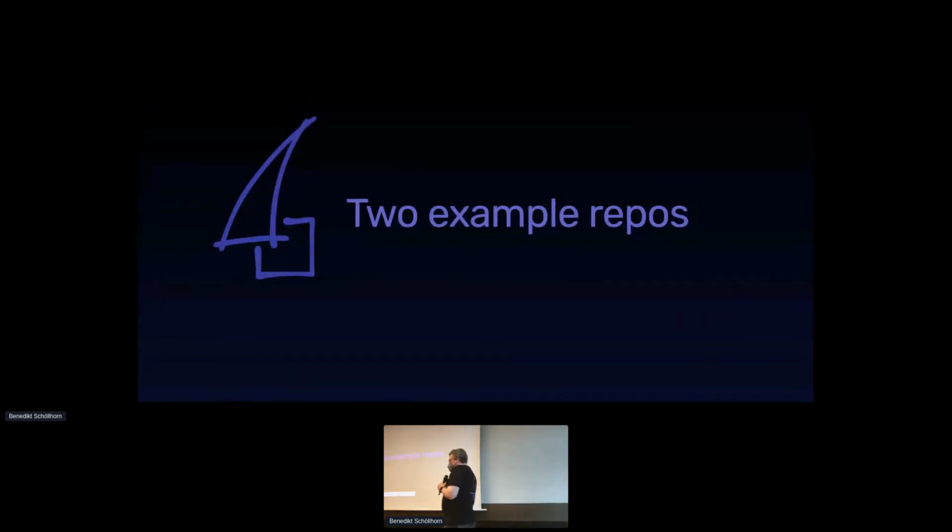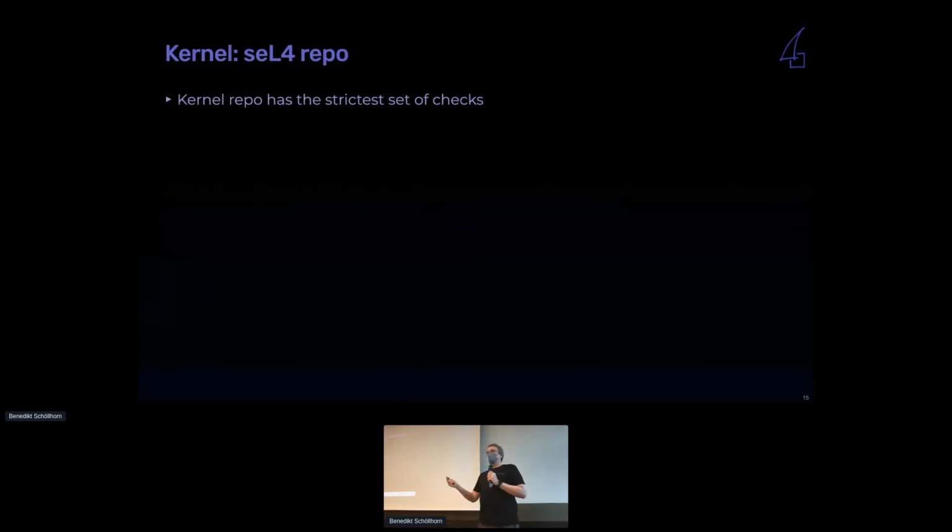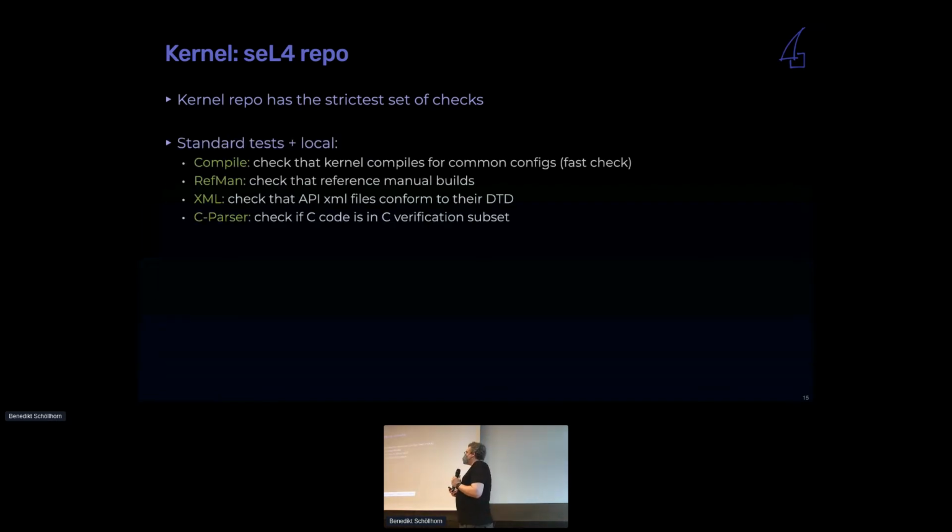Okay, 2 example repositories. Let me check timing. I'm going to do mostly one of them, I think. Let's take the seL4 kernel itself. It has the strictest set of checks, the mandatory ones, plus a bunch of local ones that are fairly easy and quick.